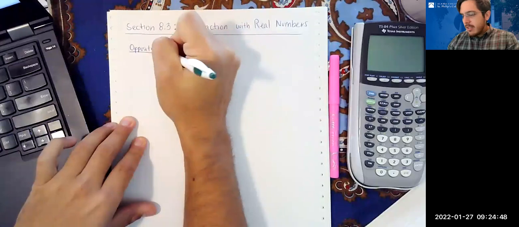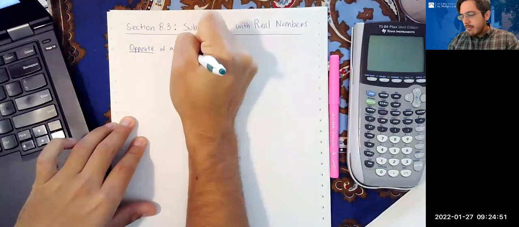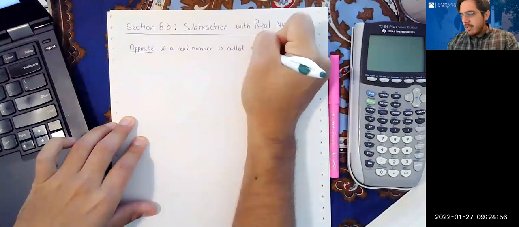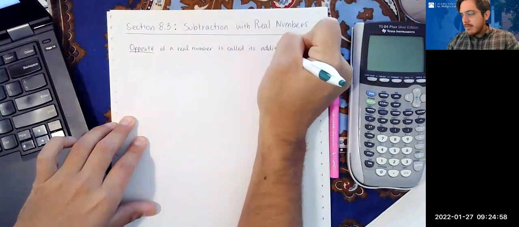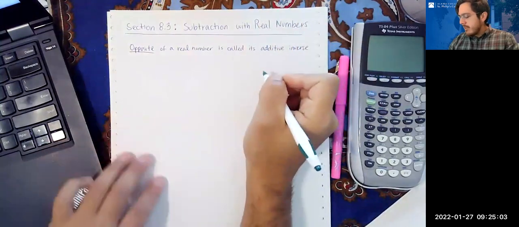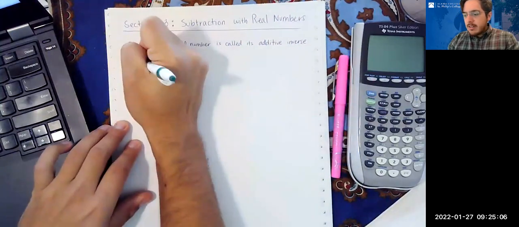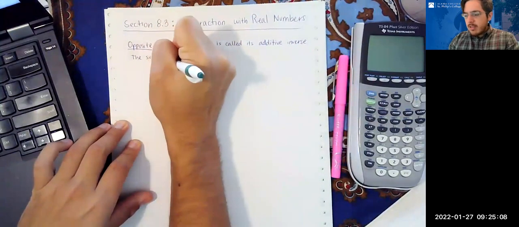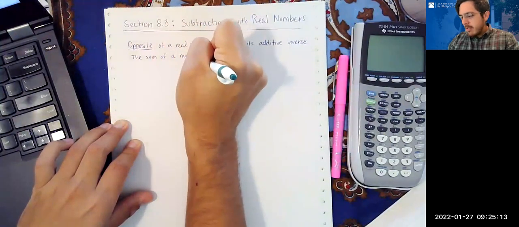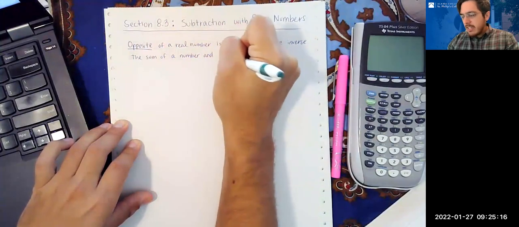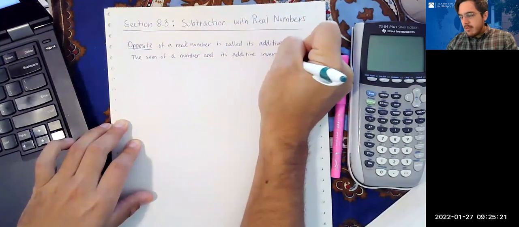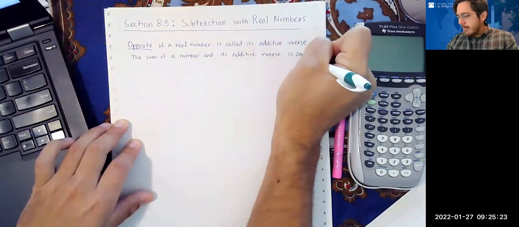The opposite of a real number is called its additive inverse. And the sum of a number and its additive inverse is 0.